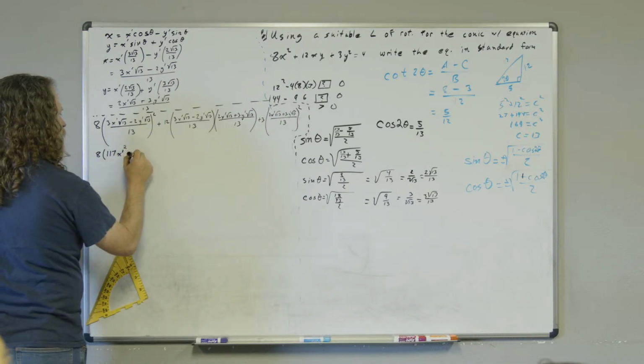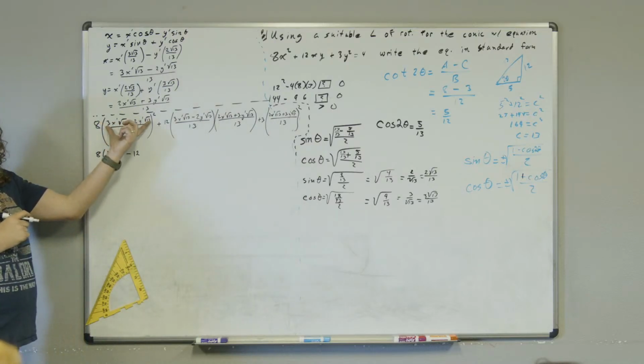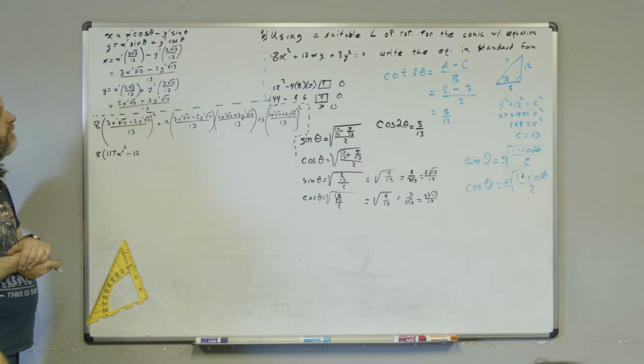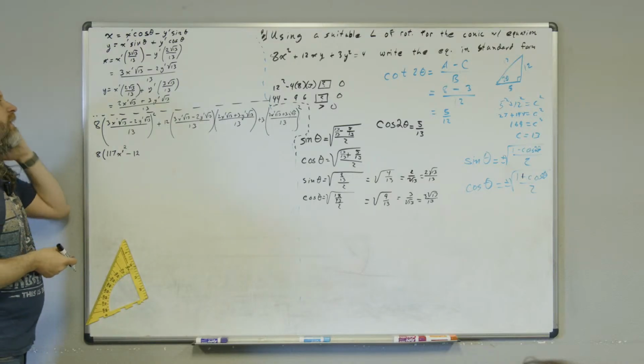Move on. I am squaring this binomial. Got it. So we're not distributing it. No, I am not distributing the 8.